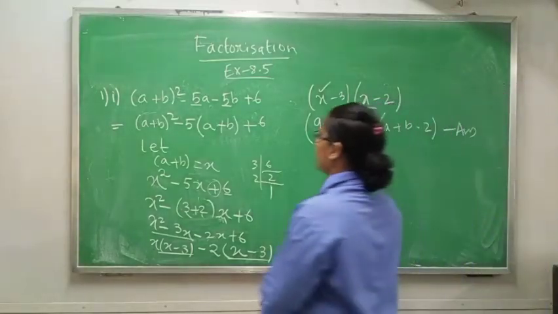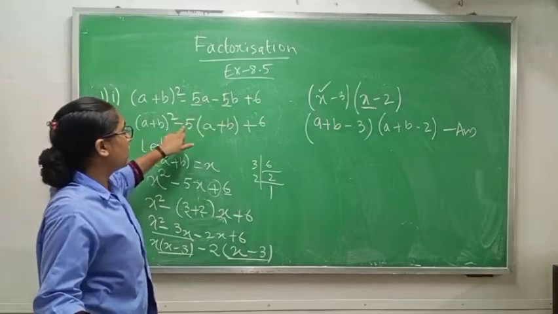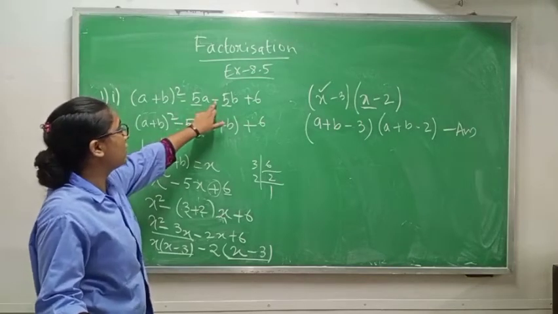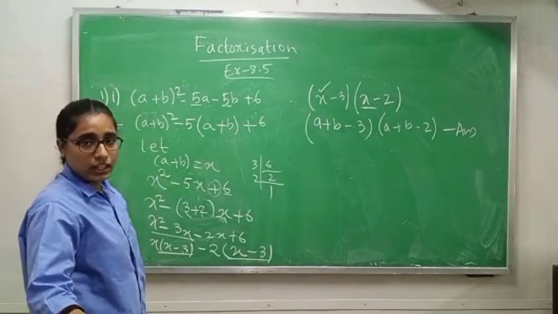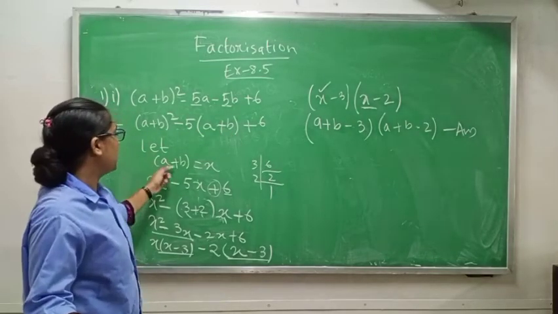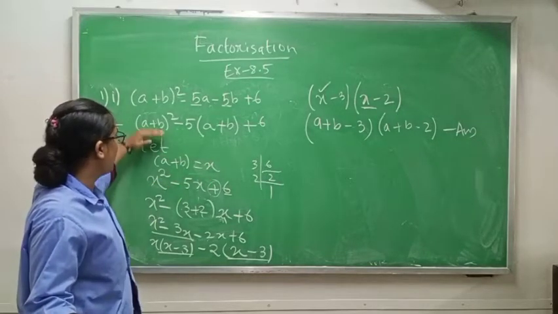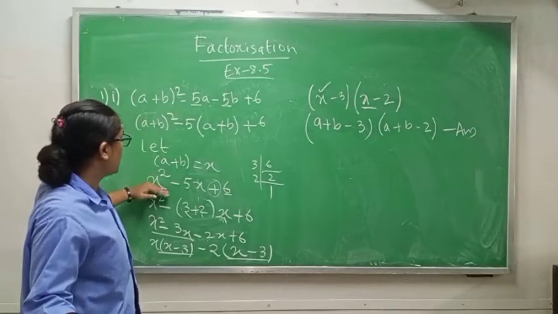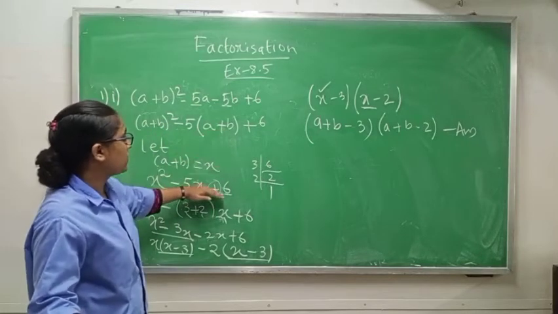Understood? So what I have done here: (a + b) square I am writing as it is. Minus 5 I am taking common. When I am taking minus common, this minus will become plus. Now we can see inside the bracket we have the same thing, a + b, a + b. Let a + b equal to x. Now in place of a + b I am writing x; (a + b) square, that is why x square, minus 5, (a + b) is x, plus 6.